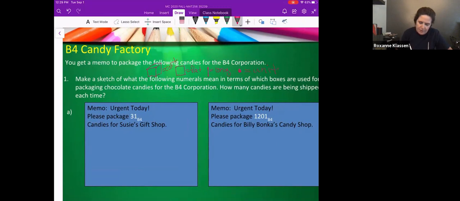Remember that a unit is only 1, a long holds 4 candies, a flat holds 16, and a carton holds 64. So when we look at this 31 base 4, that's telling us this 1 is in the unit place. So that means we have 1 unit box. This 3 is in the longs place. So we have 3 long boxes.